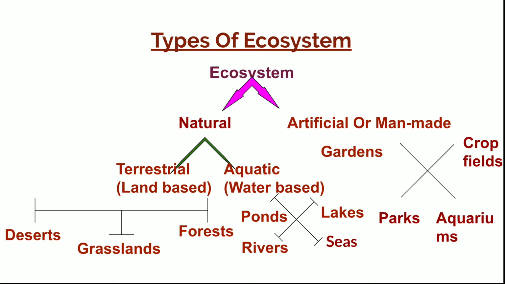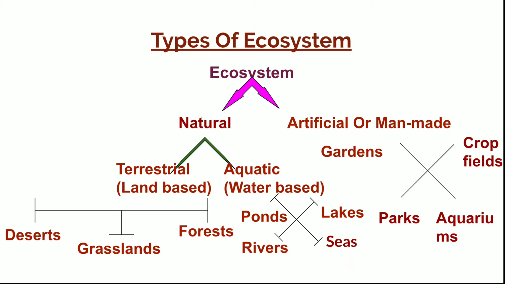In the natural ecosystem, there are two types I told you: terrestrial, that is land-based, and aquatic, that is water-based. Terrestrial ecosystems are of three types: desert, grasslands, and forest. Aquatic or water-based ecosystems include pond, river, seas, lakes, etc. Where there is water, the ecosystem present in that aquatic medium is the aquatic ecosystem.